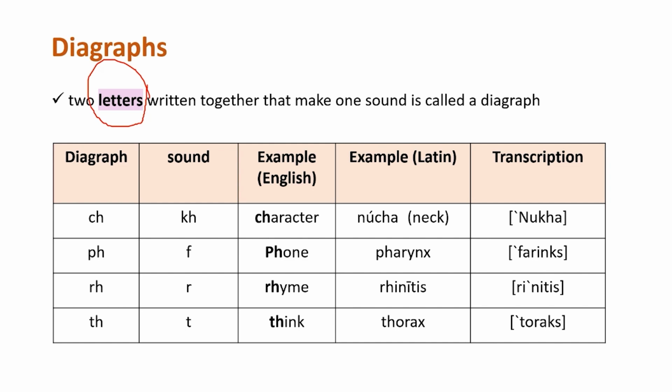The four most commonly used digraphs are ch, pronounced as k, as in character. Never pronounce it as ch, because it's always pronounced as k. Then ph, pronounced as f, as in phone or pharynx. Then rh, as in rhythm or rhyme, and th, as in think or thorax. They have the same function as previously mentioned. So these are the four commonly used digraphs in Latin.